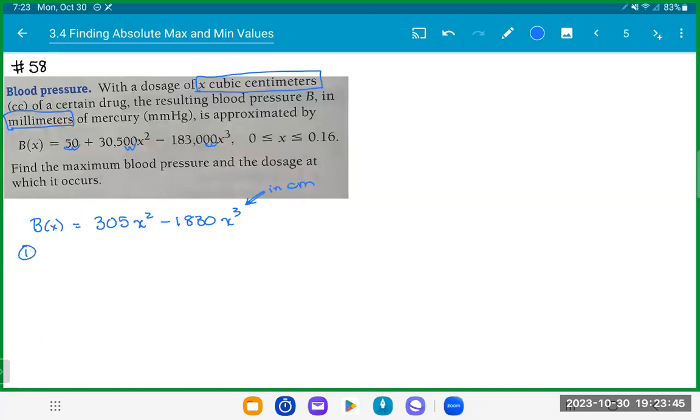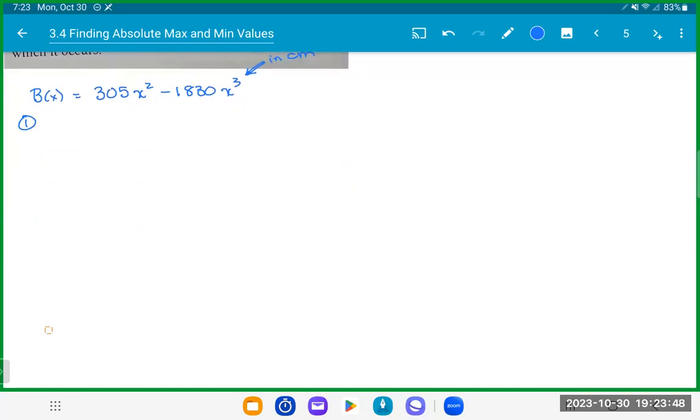So again, like previous ones, the first thing we want to do is take the derivative of that. When we take the derivative, that's b prime of x. So 305 times 2 gives me 610. So that's 610x minus 5490x squared. We can see that the derivative exists for all real numbers. There's no restrictions to it.